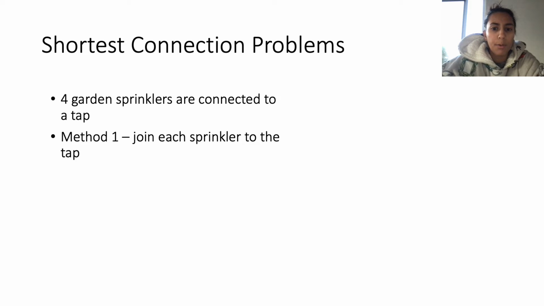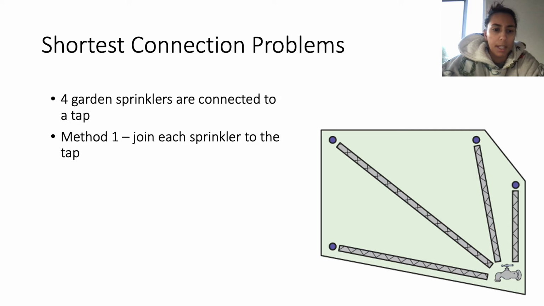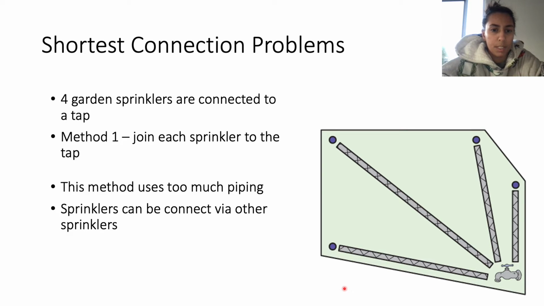If we have a look at this diagram here, you can see down here there's a tap, and then each of these nodes represent a sprinkler. These lines represent the pipes from the tap to the sprinkler. So we've got 4 pipes coming directly off, connecting the tap to each of the sprinklers. Now, they're all connected, so that's good, but this isn't the most efficient way to connect all the sprinklers. It uses too much piping, and you can actually connect sprinklers to other sprinklers.